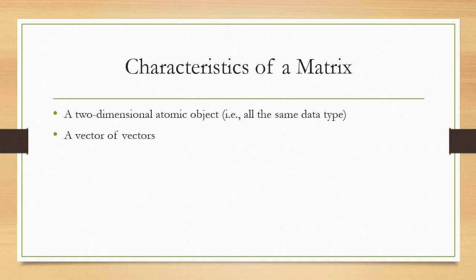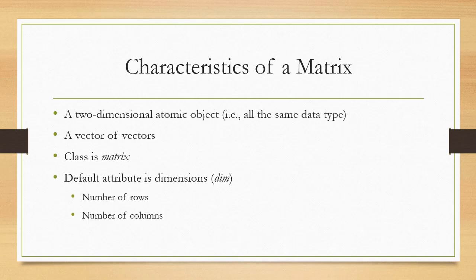So we talk about R being a vector language. We haven't left that when we go to matrices. We're now creating a vector of vectors. The class of a matrix is matrix, and the default attribute is dimensions. That is, the number of rows and the number of columns.